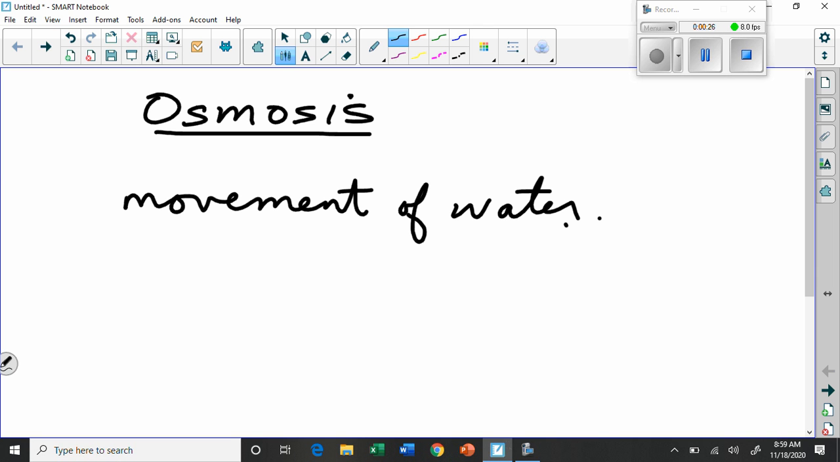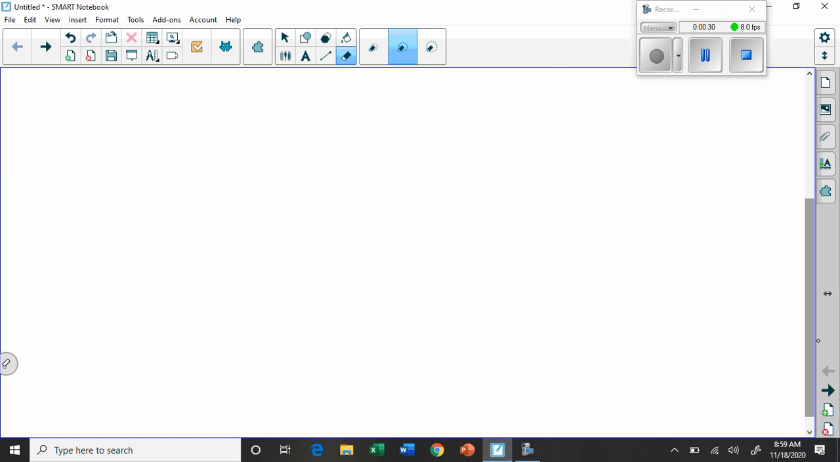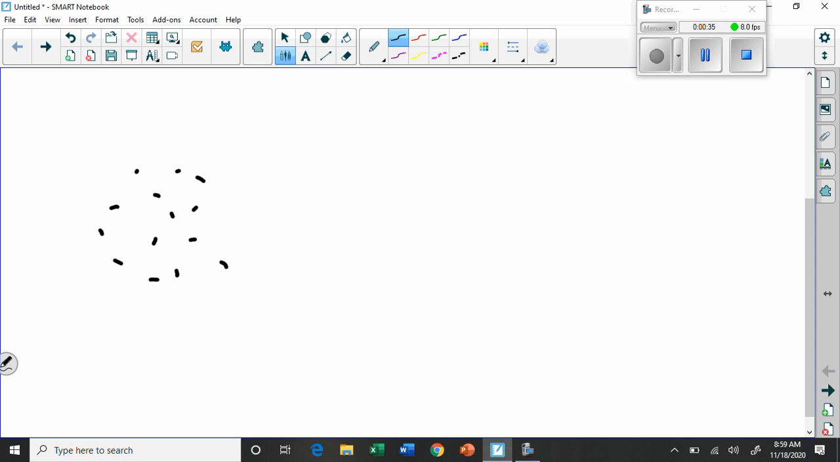Why would water move? Well, I'm going to draw you a picture and show you why water would move. Let's say I had a whole bunch of molecules over here, and there was a very high concentration of molecules. And over here, there was a very low concentration of molecules. We would expect, by diffusion, for these molecules to move from the high area to the low area, right? That's diffusion. But what if something was in the way? What if something was blocking their motion? And that something would be a membrane.